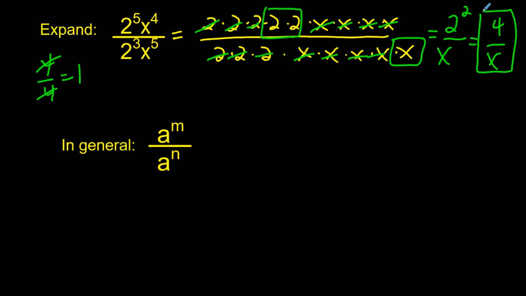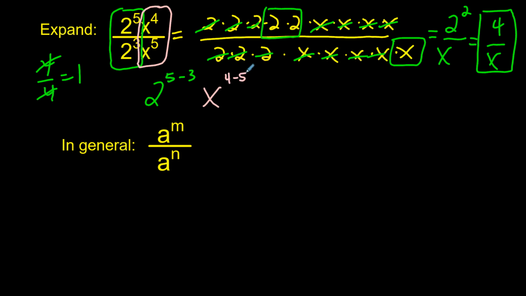So in general, what we did here is, if you notice these exponents, let's look at just the 2's here. If we have 2 to the 5th on top and 2 to the 3rd on bottom, we canceled out 3 of those 2's, and there's 2 left. Well, basically what we did is we did 2 to the 5 minus 3. And then for the x's, we did the exact same thing. We did x to the fourth, and we canceled out 4 of those x's, and so it's really x to the 4 minus 5, which gave us -1, which would mean it would go in the bottom.